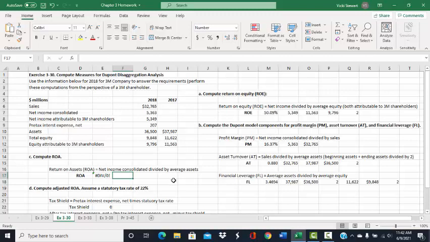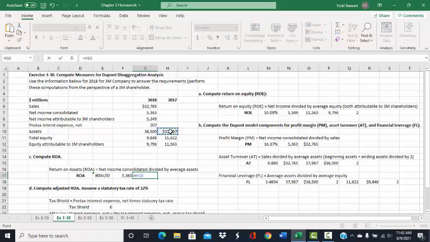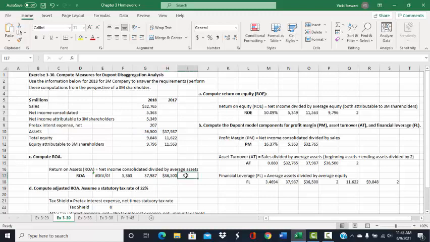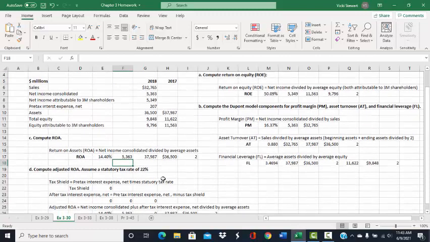The next ratio is return on assets. So to compute return on assets, we take our net income consolidated and we divide that by our average assets. Beginning and ending assets divided by 2. And this tells us how much net income we are generating based on the investment in our assets. So we see that return on assets is 14.4. So that gives you an idea of the overall investment. How well are you generating income based on your total investment?